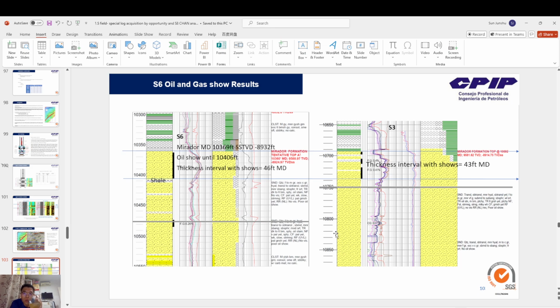Mirador oil show until 10,406 feet. Thickness interval with show 46 feet of MD. Despite the thickness interval with show 43 feet MD.